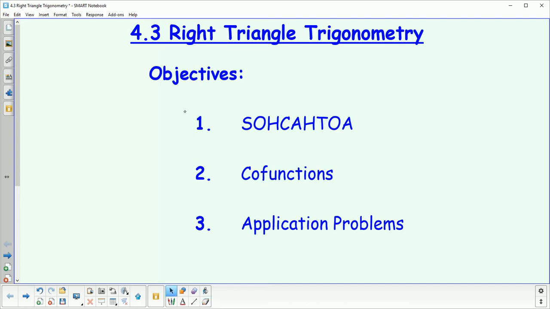Today's flipped lesson is going to be all about right triangle trig. Most of this you've definitely seen before. For example, first one here is SOHCAHTOA. We've all definitely seen that before and it shouldn't be too difficult for us.